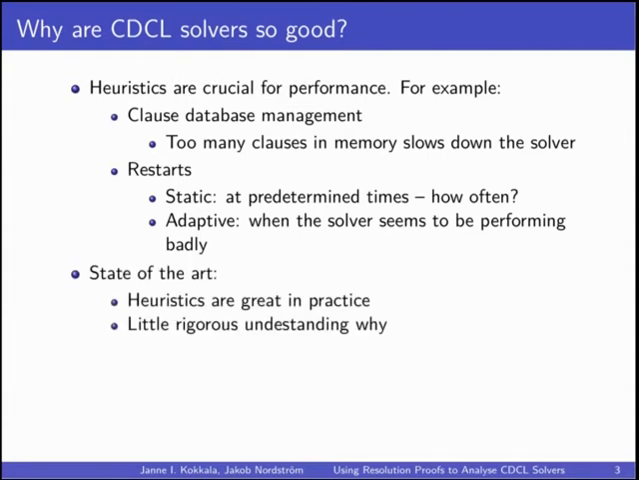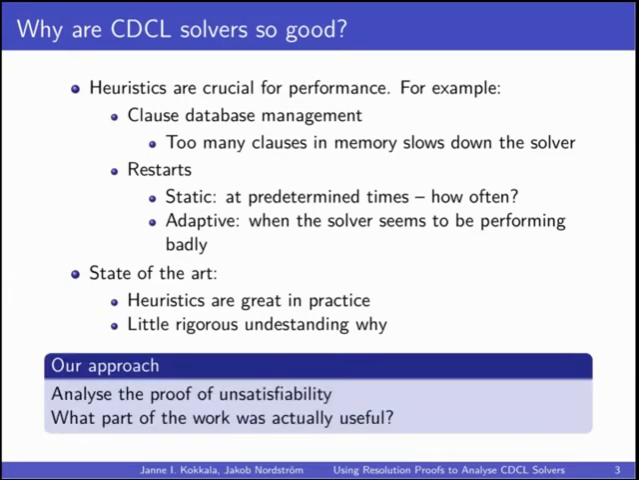So in state-of-the-art solvers, these heuristics do work well in practice, but there is surprisingly little rigorous scientific understanding of why they work. Why are certain heuristics so good? In this work, we seek some understanding by looking at the proof of unsatisfiability to determine what part of the work the solver does actually contributes to the proof.